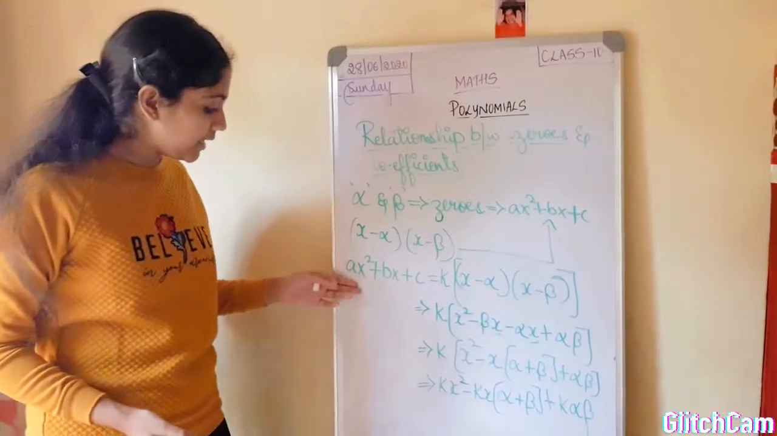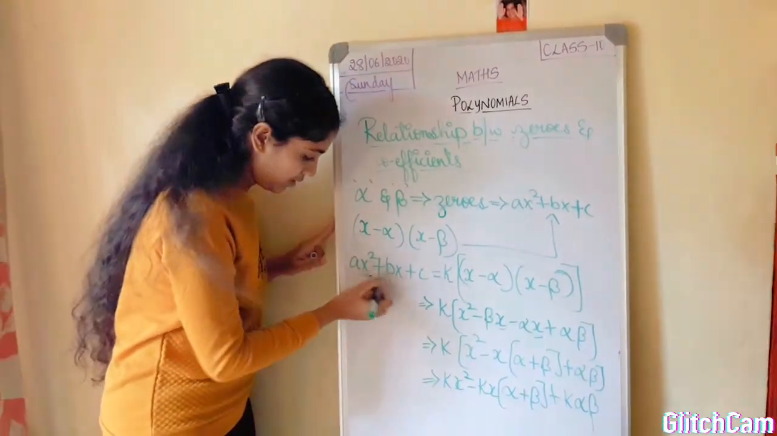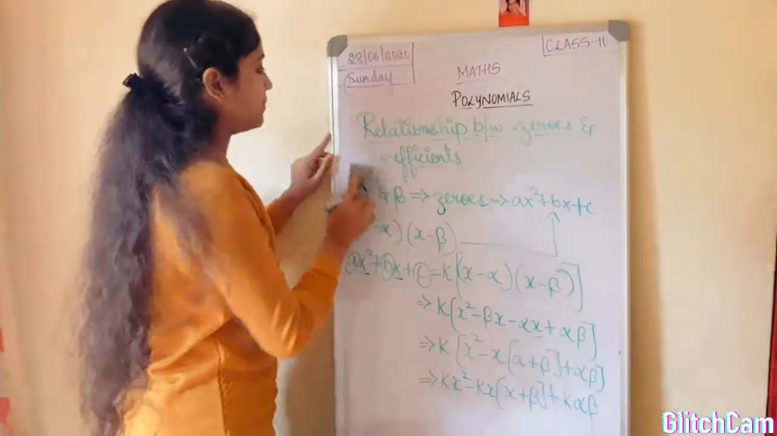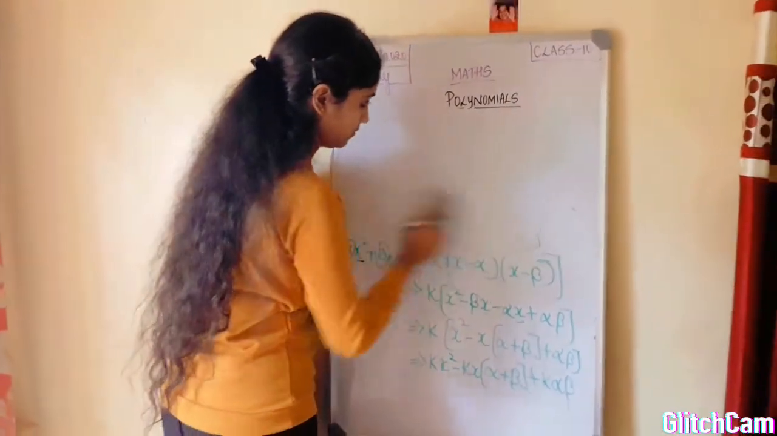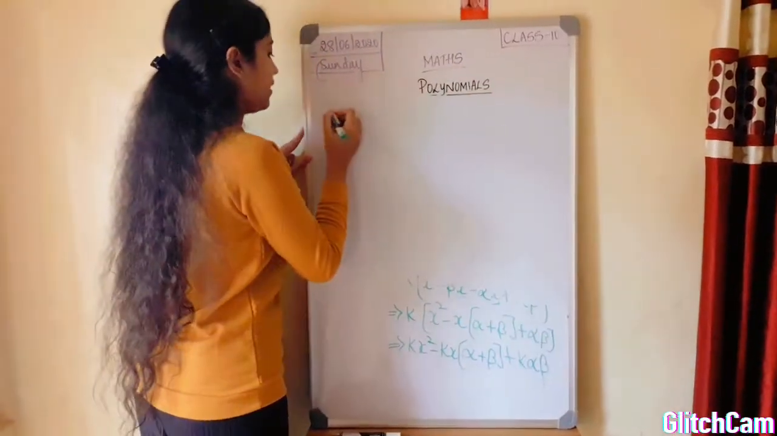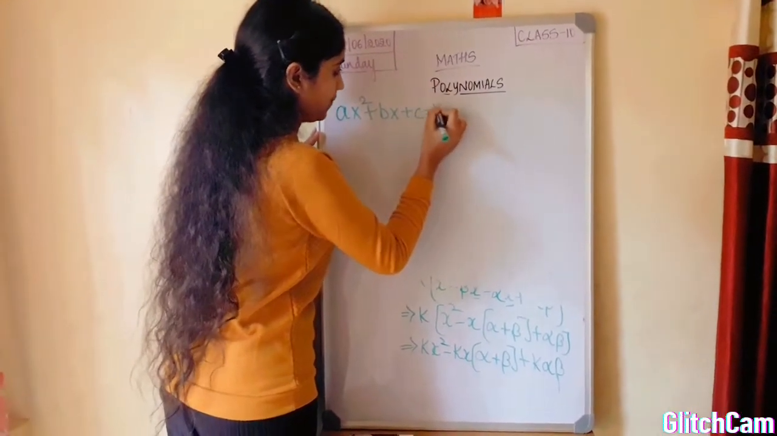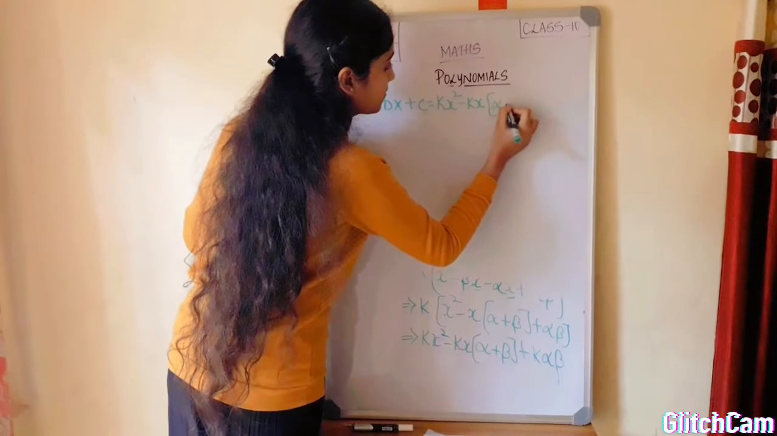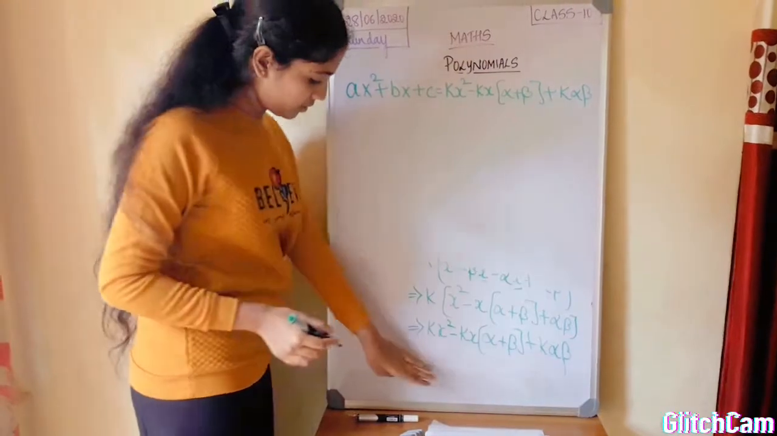Now you can see that there is a similarity in the LHS and the RHS of this equation. So here now compare the coefficients. Not the variables, the coefficients a, b, and c. So there will be a similarity between the LHS and RHS. See, ax square plus bx plus c is equal to kx square minus kx of alpha plus beta plus k alpha beta. So this was the equation which we got.